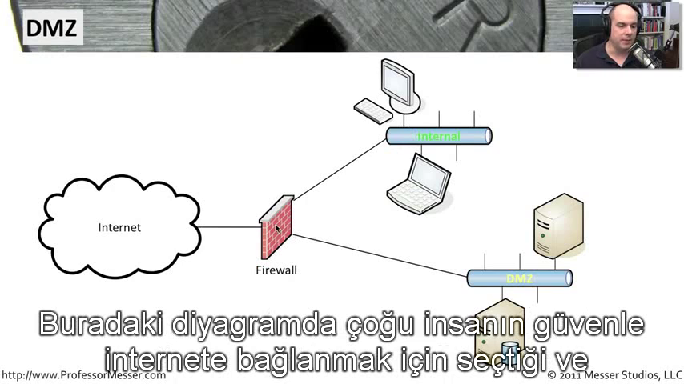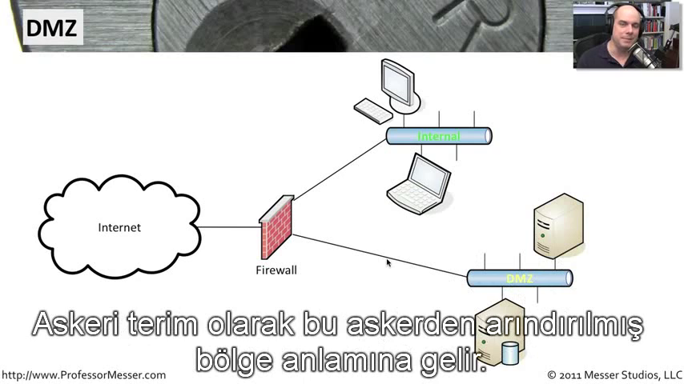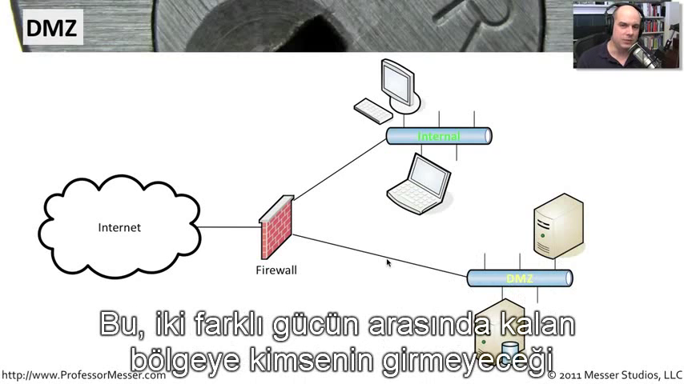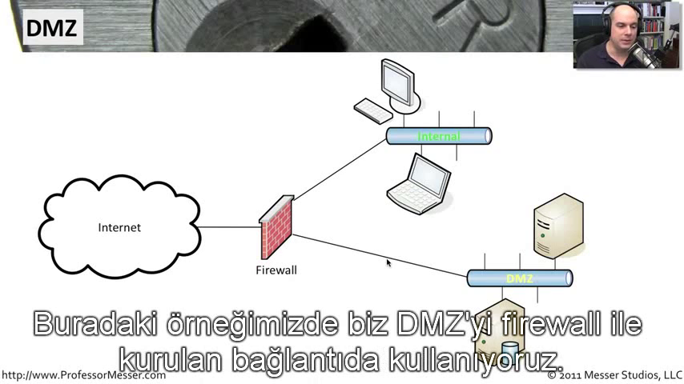In this diagram, I've put down what most people are doing for security when they want to have internet connectivity, and they take advantage of something called a DMZ. It's a military term. It stands for Demilitarized Zone, and it stands for that section between the two opposing forces. Usually it's an area that has been set aside that everyone agrees that nobody is going there to create any trouble. And in our particular case, we create this DMZ with a connection off of a firewall.